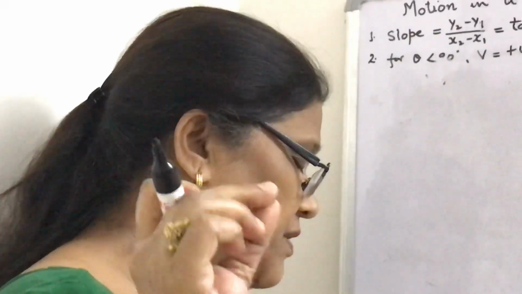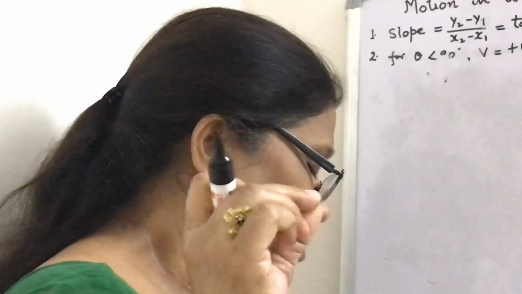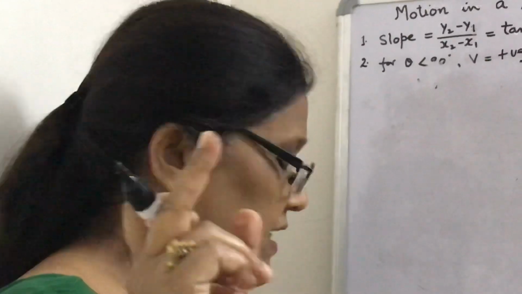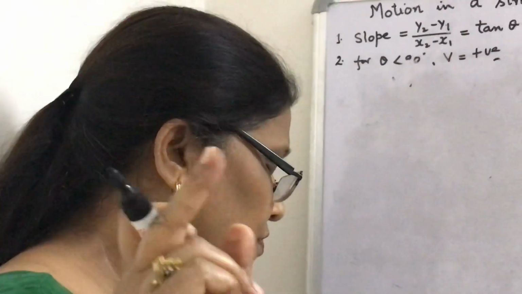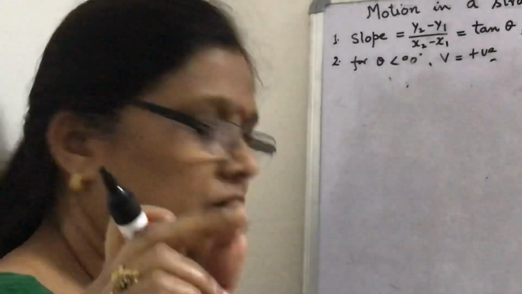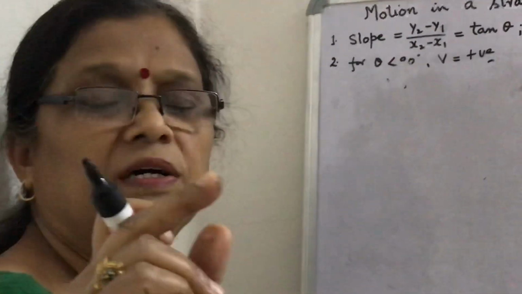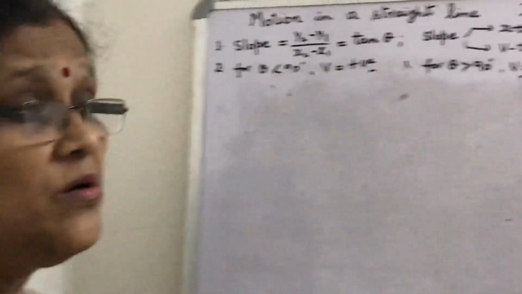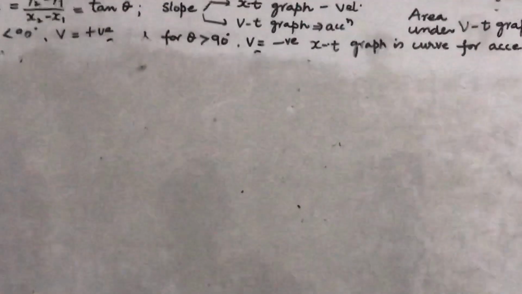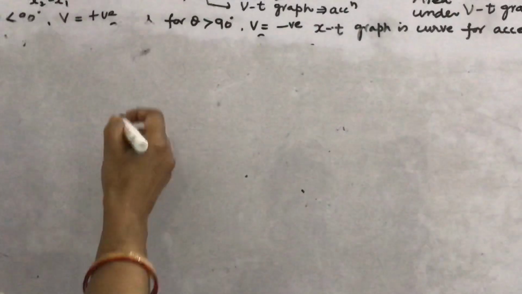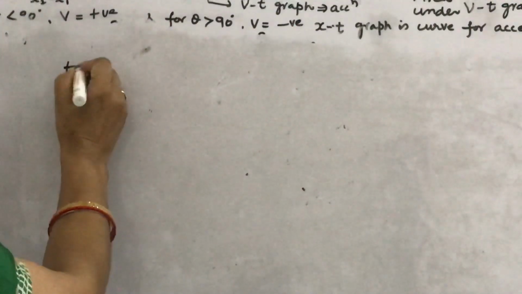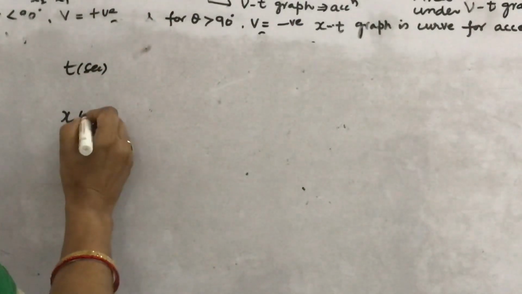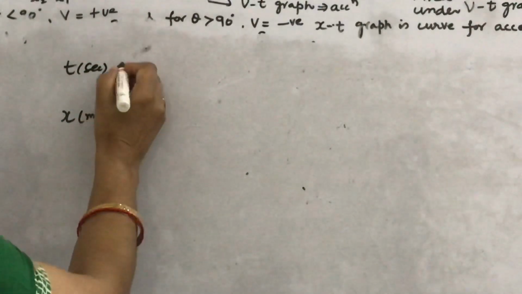Each step is 1 meter long and requires 1 second. Plot the x-t graph and determine how long he takes to fall in a pit 13 meters away from the start. Look, in this question, as per the reading of the question, you have to make a table of position and time: time in seconds and position in meters. Initially, suppose 0, 0.